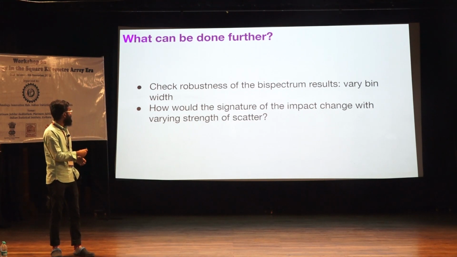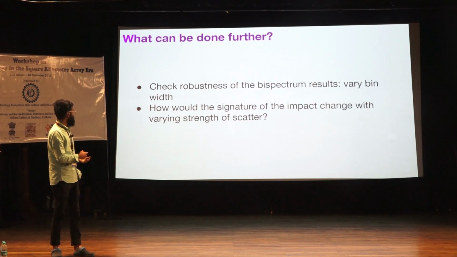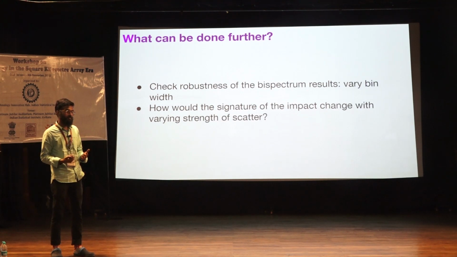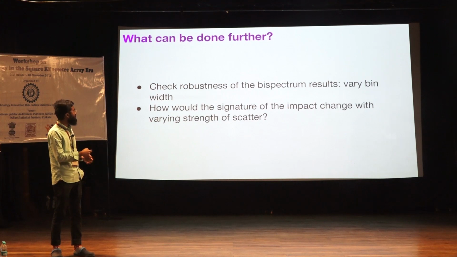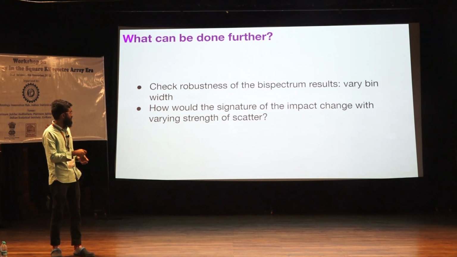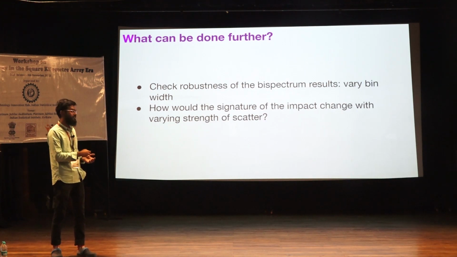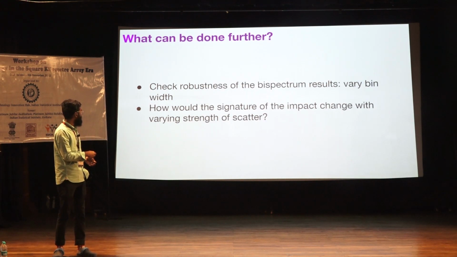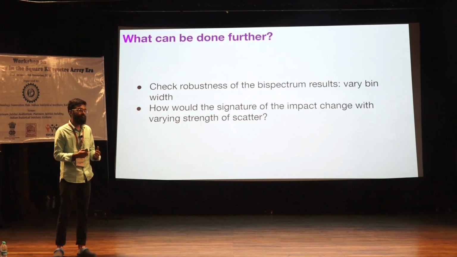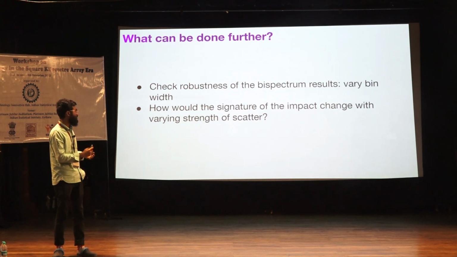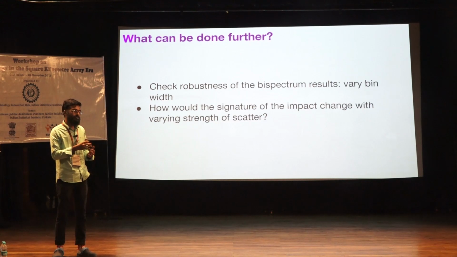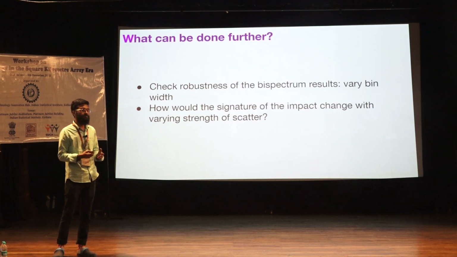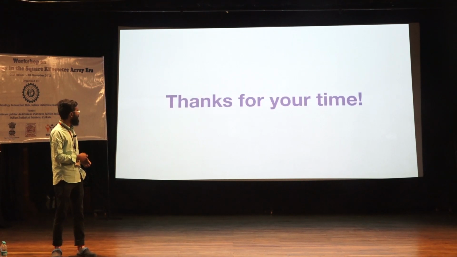So from these preliminary results, what we can say is that the bispectrum can hold the promise to actually probe this imprint of astrophysical scatter far better than the power spectrum. And what we can do further is check the robustness of the results for other beamwidths, as well as study how this impact might change for varying strength of the scatter, and we can do this for multiple redshifts to see in which of the stages this impact might be maximal or minimal. So this is what I had, and thanks for your time.